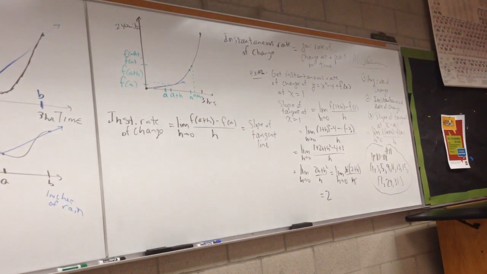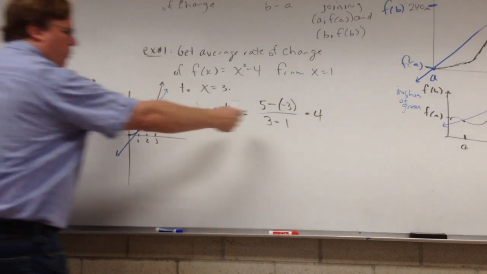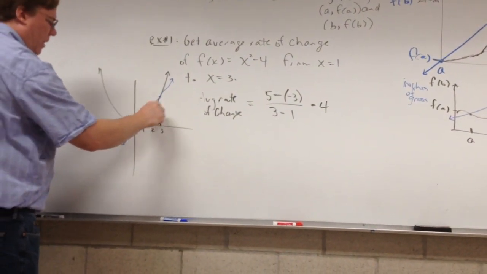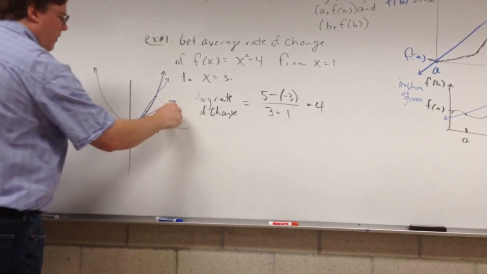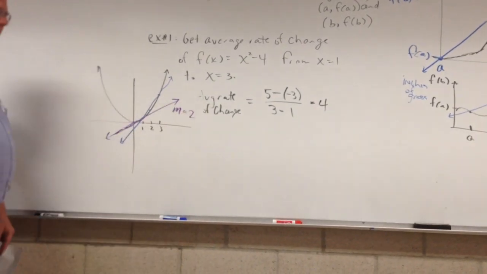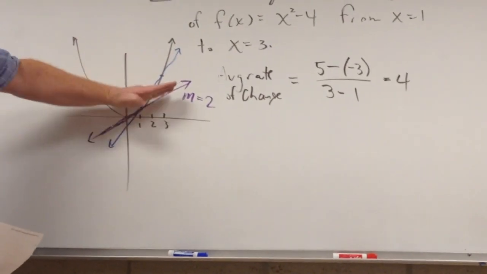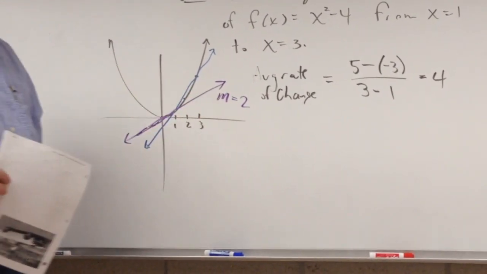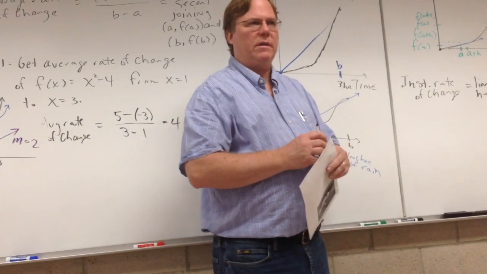So I want you to see that although the slope of the secant between 1 and 3 was 4, it turns out the slope of the tangent at 1, which is this line here, is only equal to 2. Because I'm not getting the average from 1 to 3, I'm just getting the instantaneous rate of change at x equals 1, and that ends up being 2. Any question or issue on this?